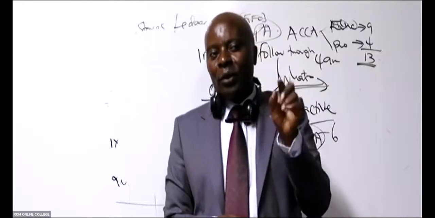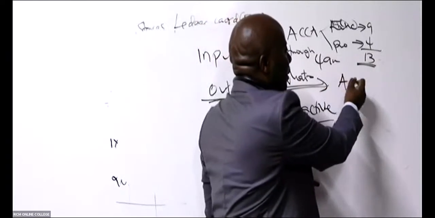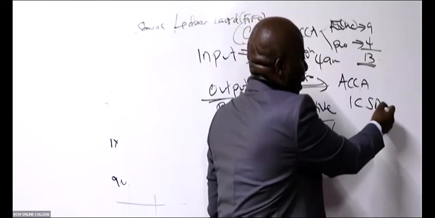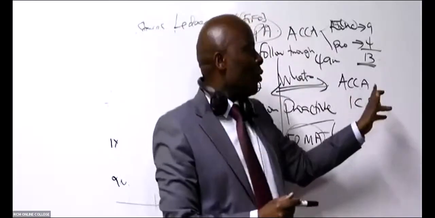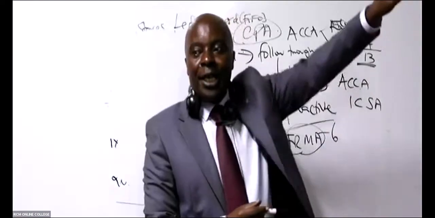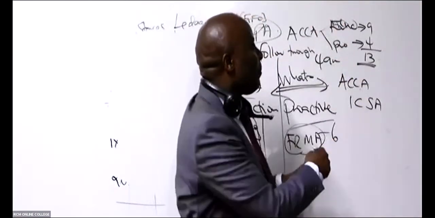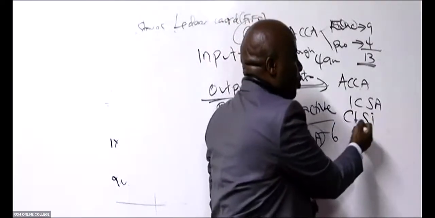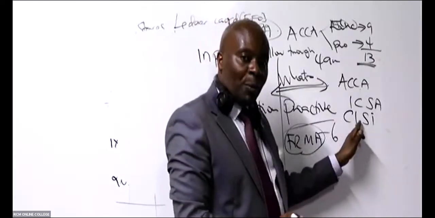Once you become a chartered accountant, you've done CPA, ACCA has also partnered with what we call ICSA, the Institute of Chartered Secretaries and Administrators in the UK. So once you finish this, you only do 1 paper here. And once you do 1 paper here, you go to ICPSK. They give you straight away that qualification. ACCA has also partnered with CISI, the Chartered Institute for Securities and Investment. Once you do this, you'll only do 2 papers here.